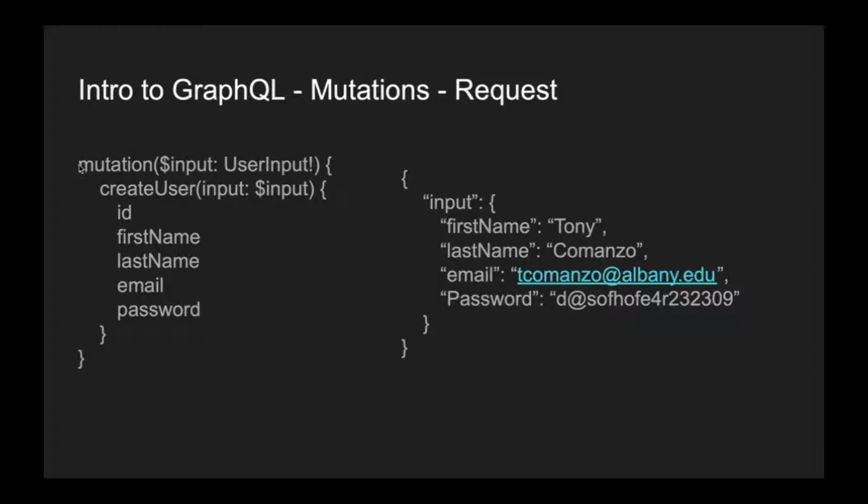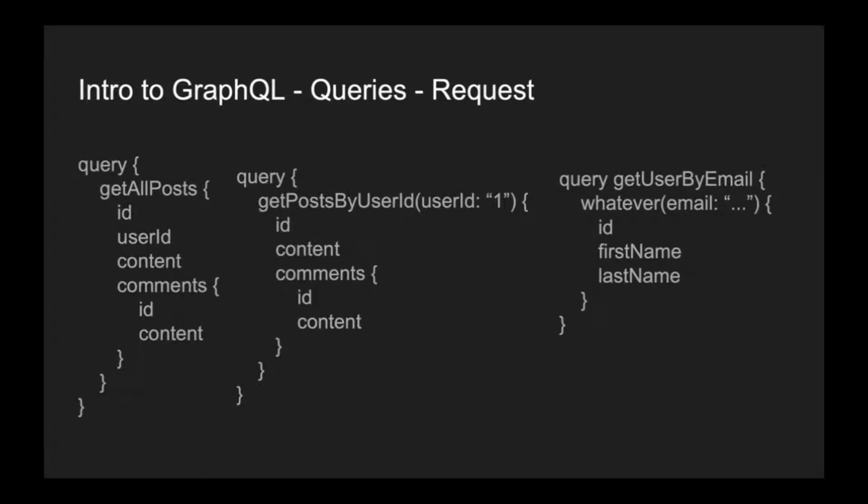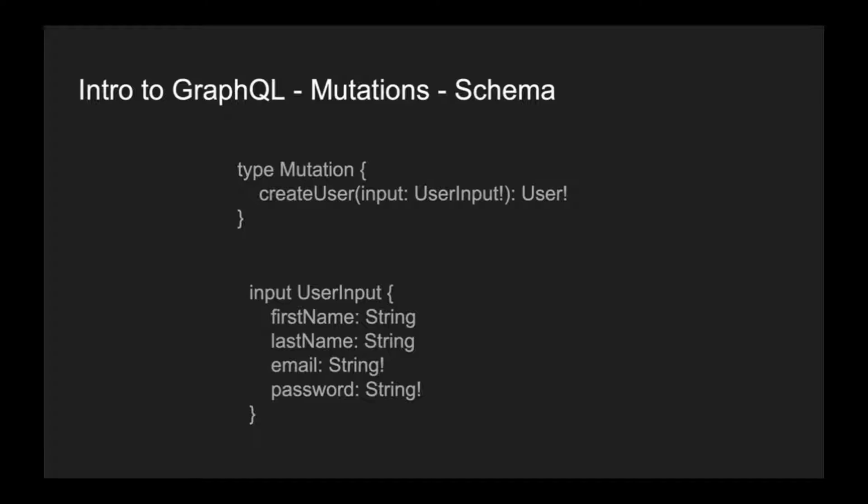When you're making a mutation or a query in GraphQL, you can define variables. If we go back and look at these queries, for example get post by user ID, we just said that user ID was going to be 1. But if you have like 10 different arguments that you need to pass into a query, then that gets kind of messy. So that's another motivation for using this input type.